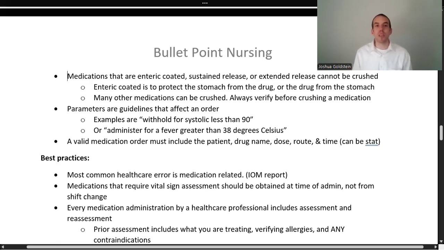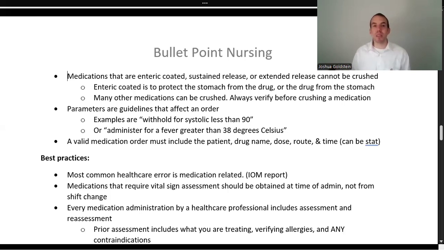Next, parameters. Many orders will have parameters. Parameters are guidelines that can change the original order. So, for example, give digoxin, but withhold if the heart rate's less than 60. Give lisinopril, but withhold if the systolic is less than 90. First of all, if you're giving these medications, you have to make sure, obviously, you're assessing vitals before you give it, which we're always doing before we give medications.